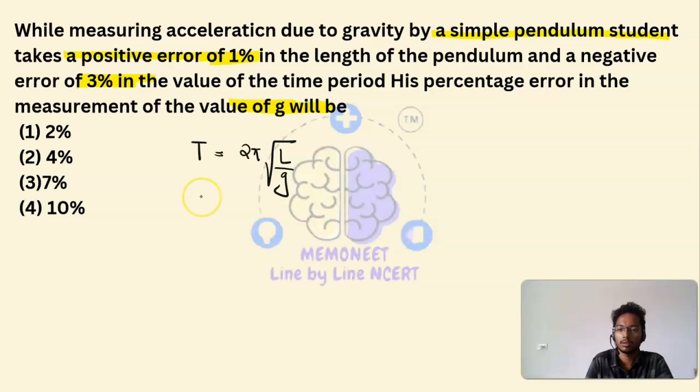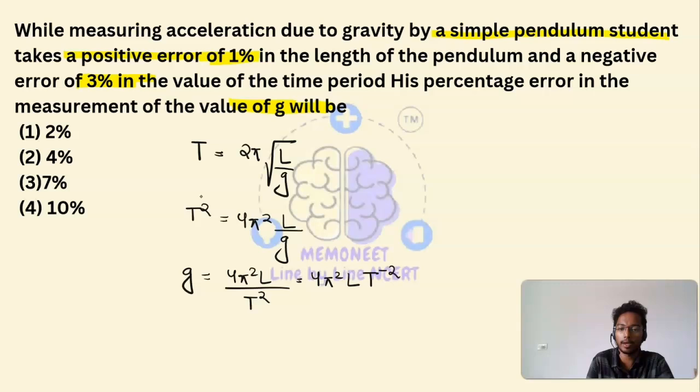that is T² = 4π² L/g. Okay, so the value of g here is equals to 4π² L/T². Okay, that is equals to 4π² L T^-2.